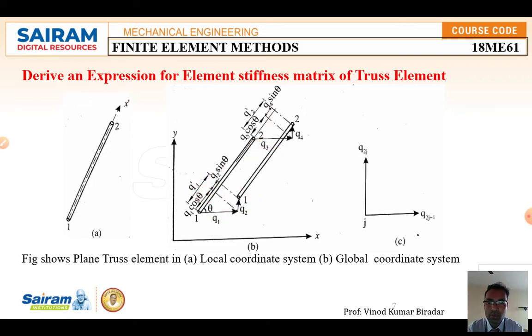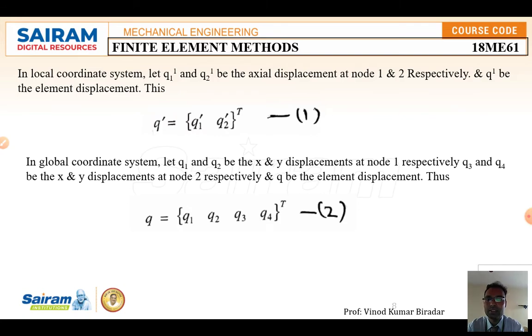Now with the help of this diagram, you need to derive the element stiffness matrix. In the local coordinate system, let q1 dash and q2 dash be the axial displacements at node numbers 1 and 2, and let q dash be the element displacement vector. So q dash is equal to the transpose of q1 dash, q2 dash. Give equation number 1. This is in the local coordinate system, since only one displacement is present at each node.